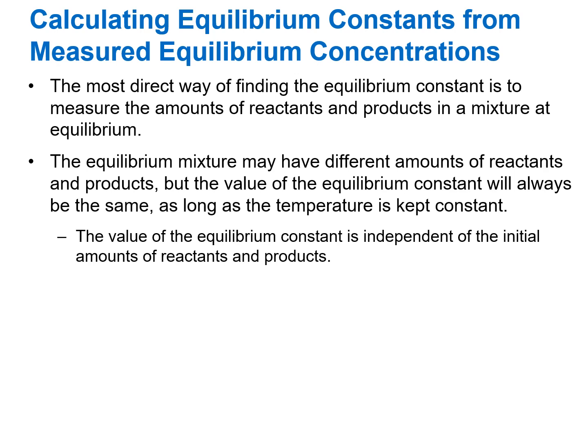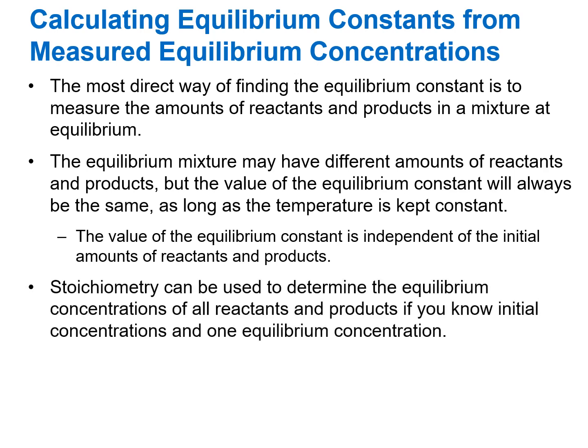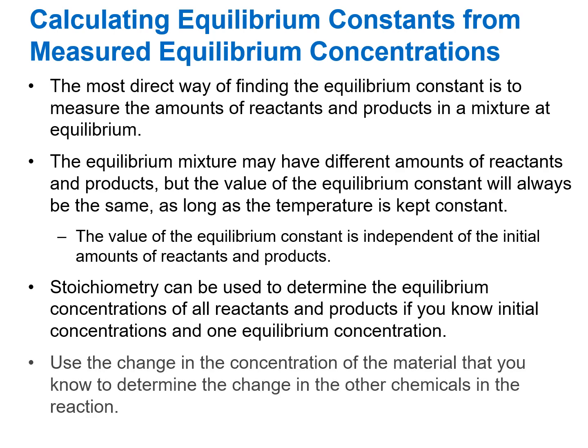Hopefully that makes mathematical sense. Then we're going to use stoichiometry to determine the equilibrium concentrations of everything provided, and we can do that if we know the initial concentrations and one equilibrium constant. We're going to demonstrate that in just a second. And then we're going to use the change in the concentration of the materials in order to calculate our values that we're going to use to calculate our equilibrium constant. So actually, let's do that.